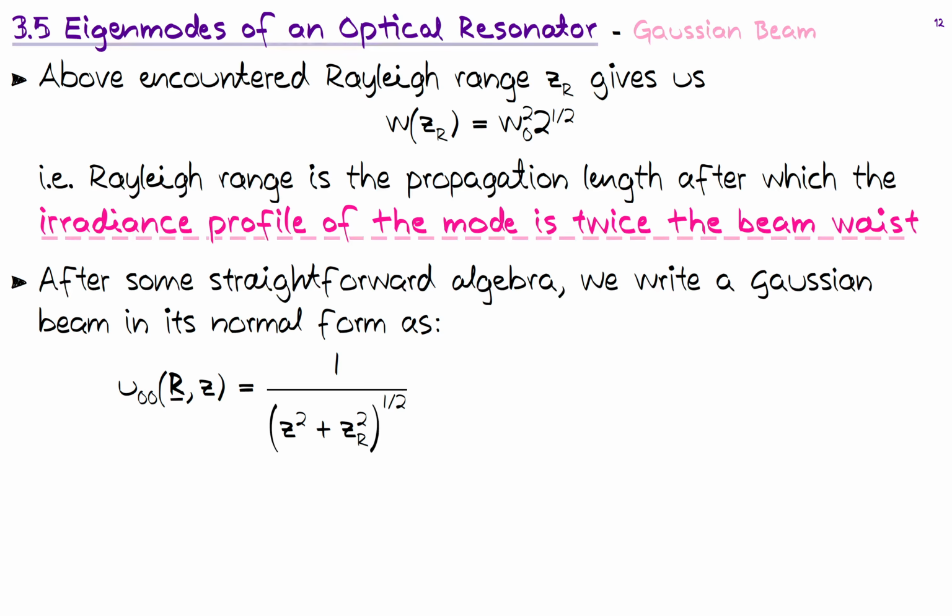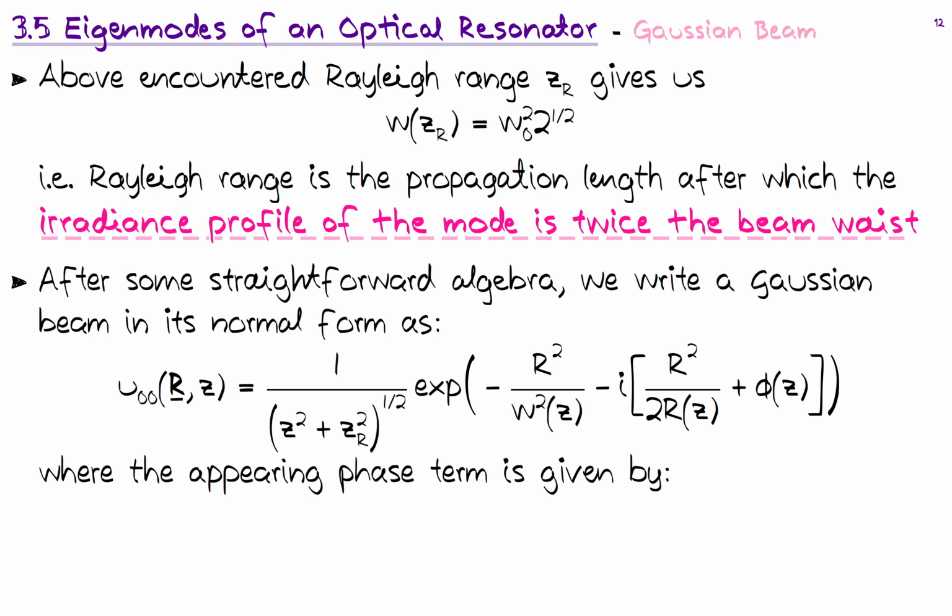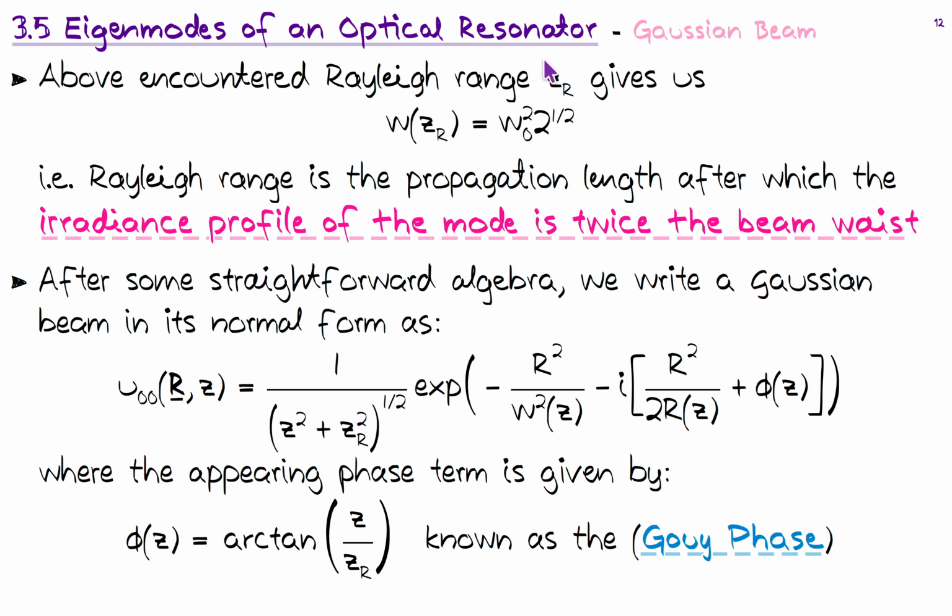So we have this denominator term depending on the Rayleigh range and propagation length, and the square root of that, and then we have an exponent where we have these terms. So this is basically the final form for the Gaussian beam propagation. And finally, an interesting thing here is the appearance of an additional phase term, this phi term there. It's known as the Gouy phase shift, and it's given by the arctangent of z over zR, the Rayleigh range.